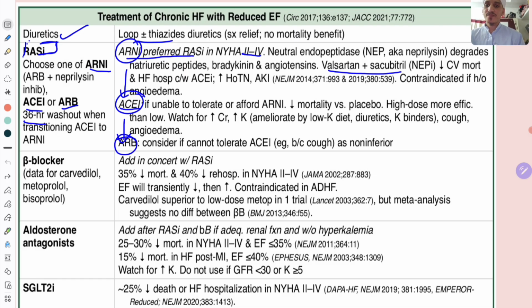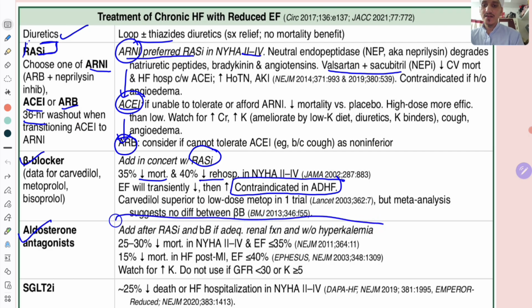Okay, beta blocker in conjunction with RAS inhibitors we should use, and beta blockers are contraindicated in acute decompensated heart failure. Okay, that's one thing, they decrease the mortality and hospitalization. Aldosterone antagonist, so add after RAS inhibitor and beta blocker if the patient has adequate renal function without hyperkalemia.